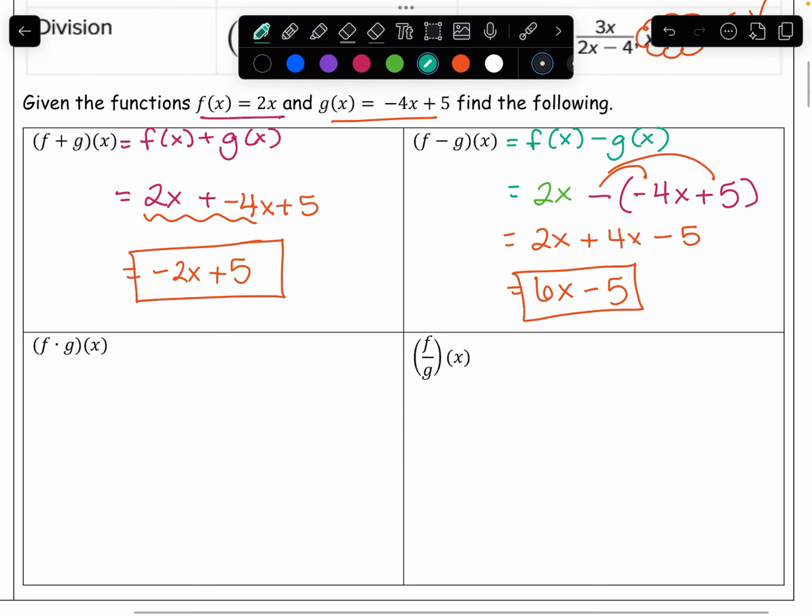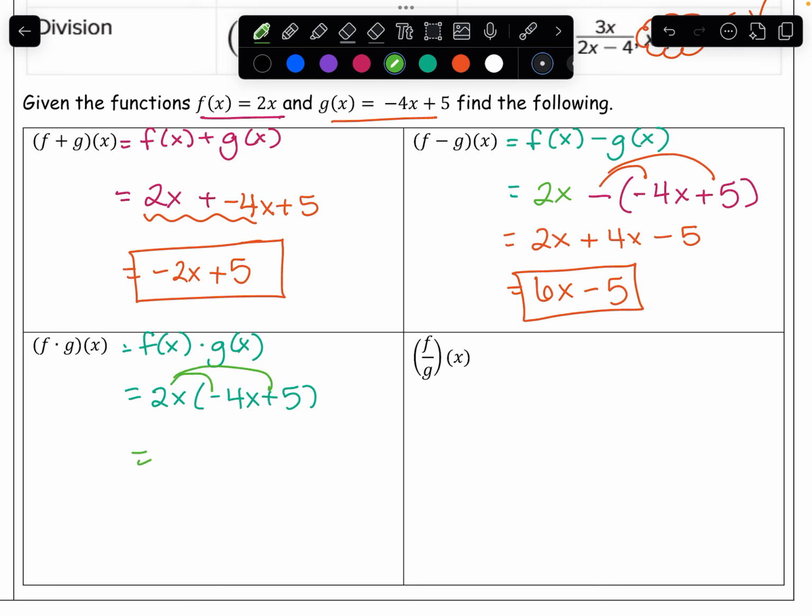Okay, we're now going to multiply. For this one, we have f of x times g of x, which would be 2x times negative 4x plus 5. In this case, all we have to do is distribute in, which would give us negative 8x squared plus 10x, because we have x times x.